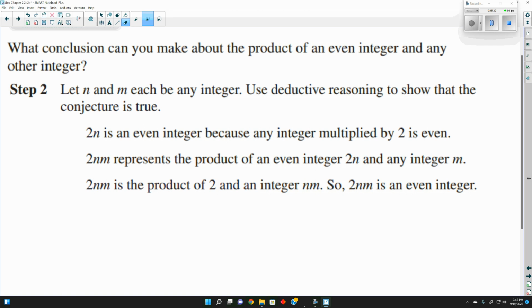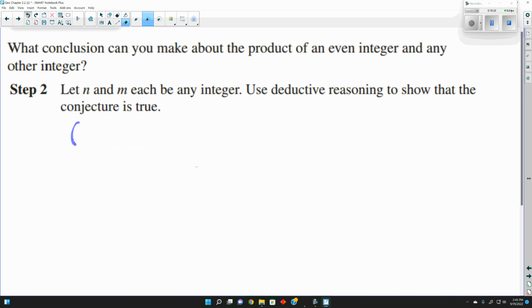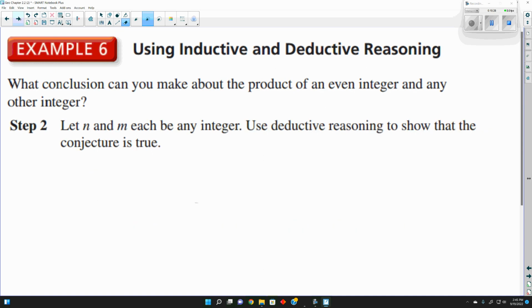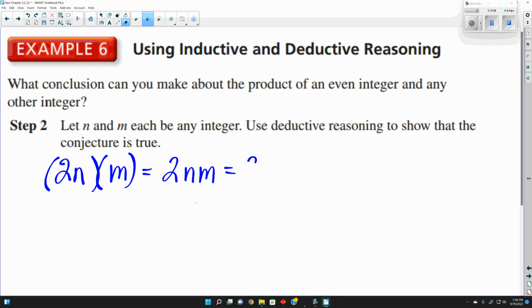So, you guys can watch. n and m are two integers, yes? If I multiply a number by 2, it is going to be even, yes? So I can say 2n is an even integer. And what we're looking at is the product of it times any other integer, m. So we have an even integer times m, yes? Well, if I multiply these together, I get what? 2nm, yes? Which is the same as 2 times nm.